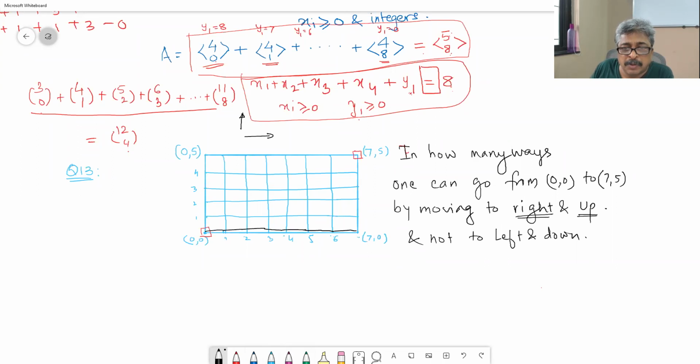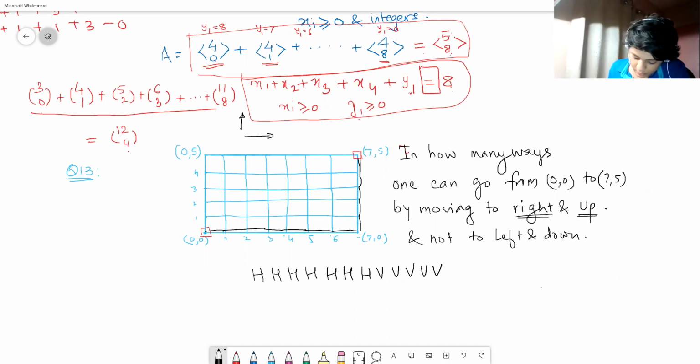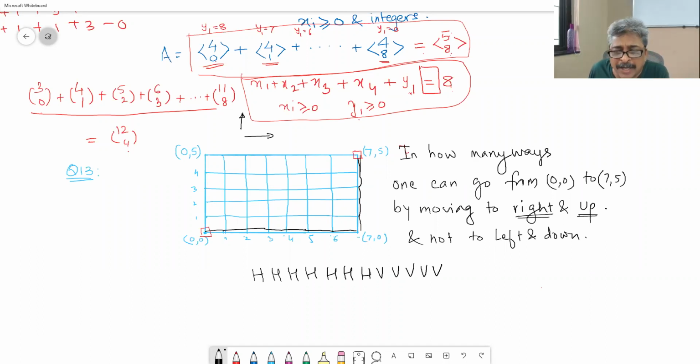Seven horizontal steps, 5 vertical: 1, 2, 3, 4, and 5. So is it a problem if I write horizontal seven times, then vertical five times? Is this a permutation of these letters? In how many ways can I arrange 7 H's that all look alike and 5 V's that all look alike? Arrangement with repetition.